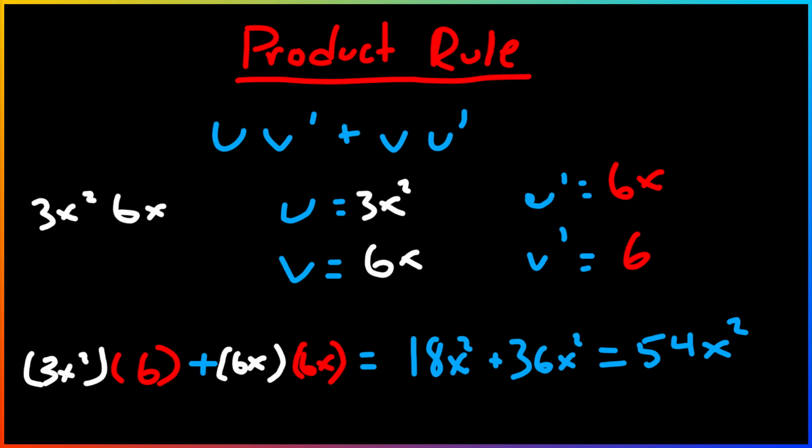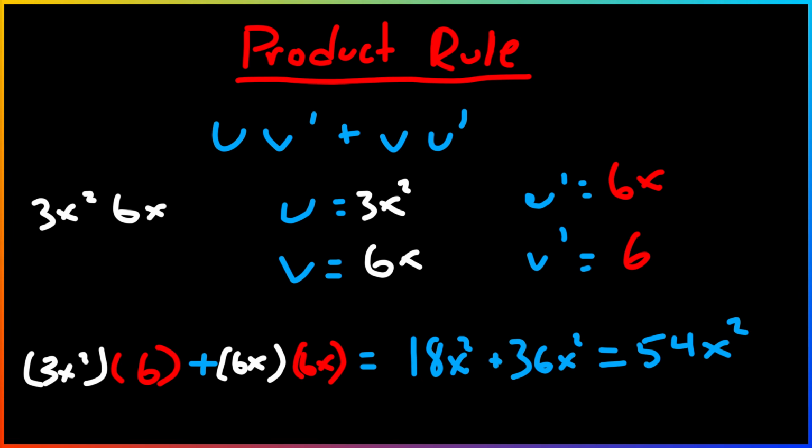Derivatives start to get a little bit more complicated once we introduce the product rule. The product rule is used when you're given an equation where you have to find the derivative of something like 3x squared times 6x, because these two terms have to be multiplied together first. You can't just find the derivative of both terms like you would with that 3x squared plus 1.